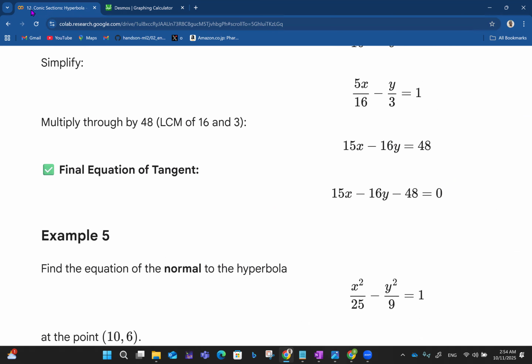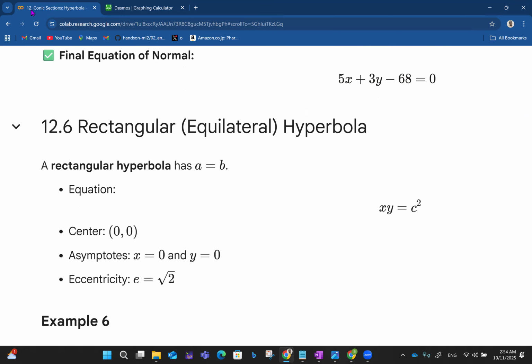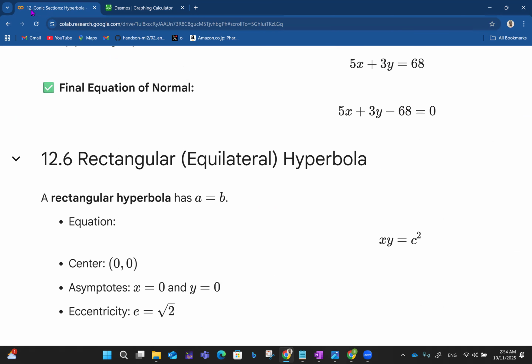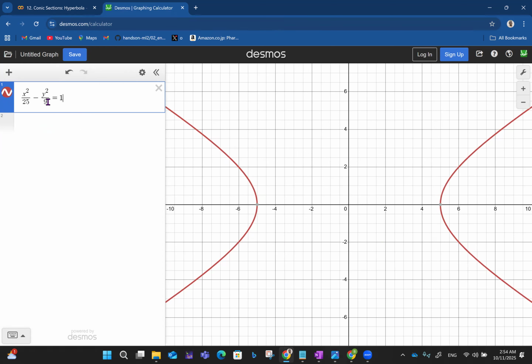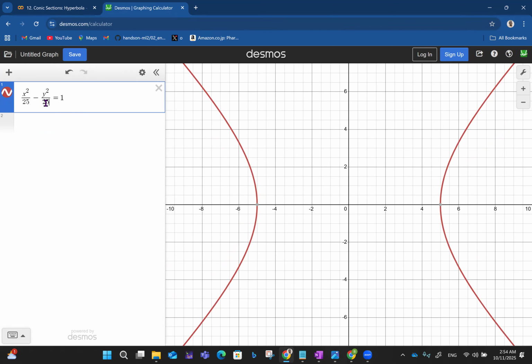Okay, so let's talk about rectangular or equilateral hyperbola. A rectangular hyperbola has a equals b. Whenever a is equal to b, then you have a rectangular hyperbola, and the equation is more or less like xy equals c squared. So a is simply equal to b. That's more like having something like 25, 25, like this. So it becomes a rectangular hyperbola. If you multiply through by the LCM, it becomes x squared minus y squared equals 25. That's what that gives.